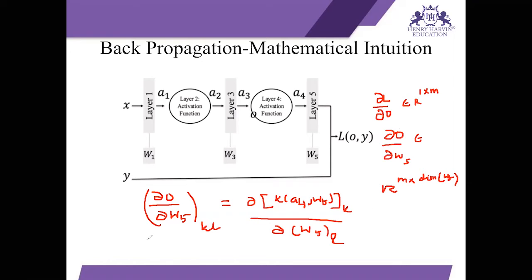So what is this ∂L/∂W5? Let me rewrite this: ∂L/∂W5 is nothing but ∂L/∂O, just using the chain rule, into ∂O/∂W5, right? So we know both now.